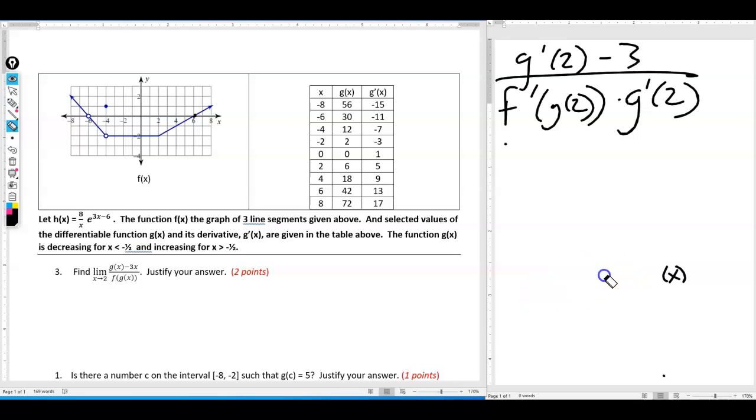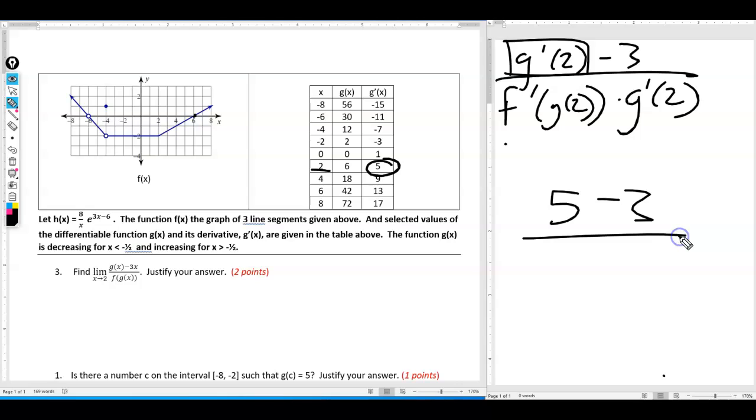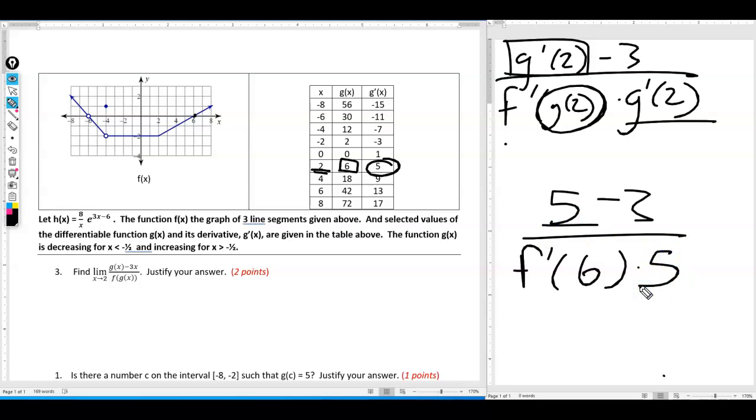So let's do that. Here we go. So g prime of 2. When x equals 2, g prime is 5. So that's going to be 5 minus 3 over f prime. What's g of 2? G of 2 is 6, times g prime of 2, which we found earlier. We know that's 5. What's f prime of 6?